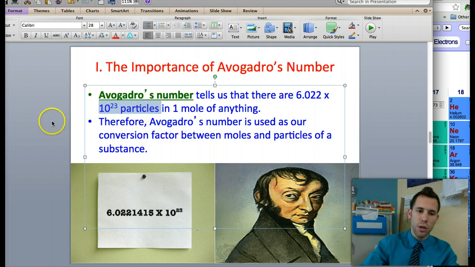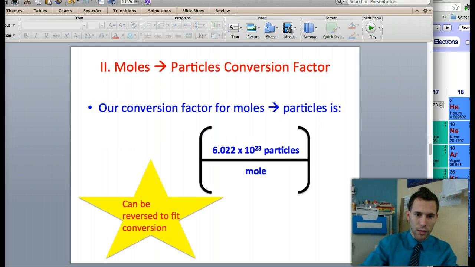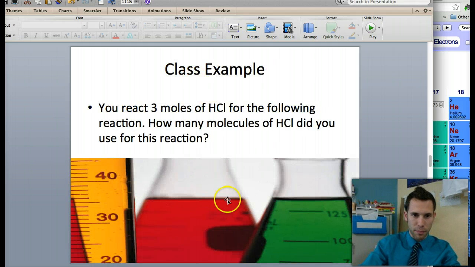So basically we can use this. We can say that for every 1 mole, we have 6.02 times 10 to the 23rd particles, whatever it is. So the conversion factor looks like this. 6.022 times 10 to the 23rd particles over 1 mole. And we can flip this if we need to, if we're going back from particles to moles.